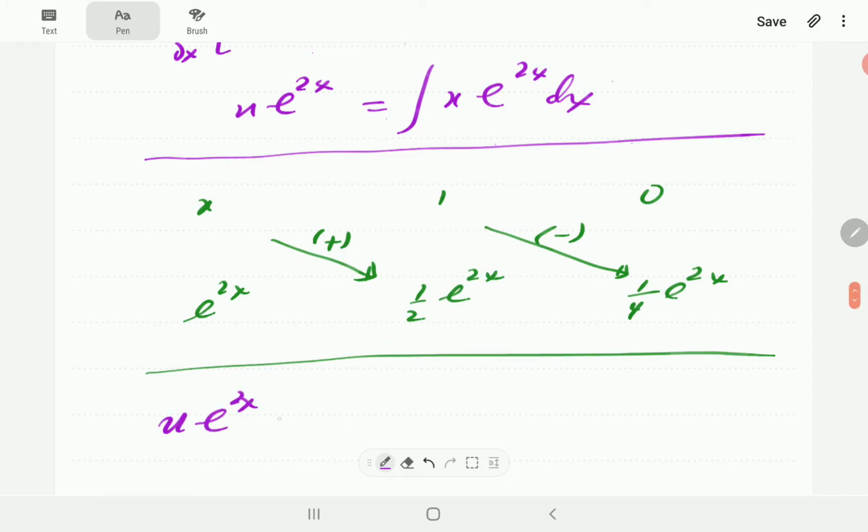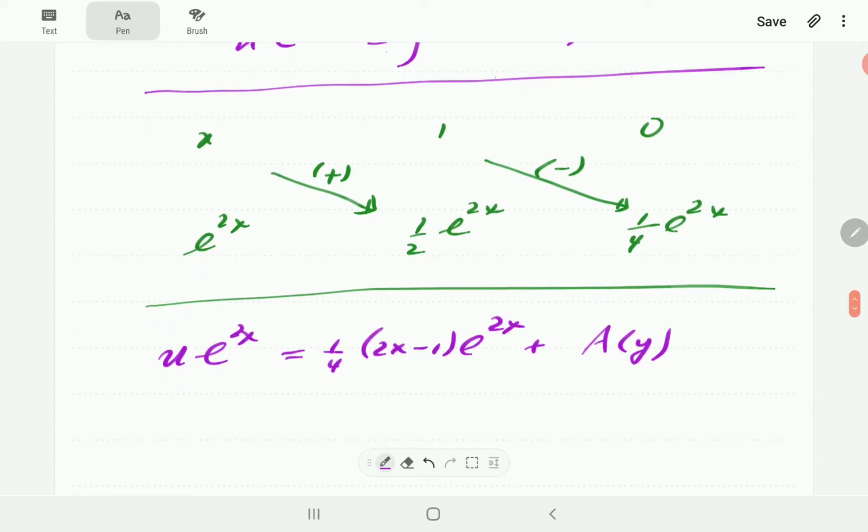So this is going to be e to the 2x. Then on the right hand side we're going to have 1 over 4 times (2x minus 1) e to the 2x. Then this is going to be plus some function of y because we just integrated with respect to x.